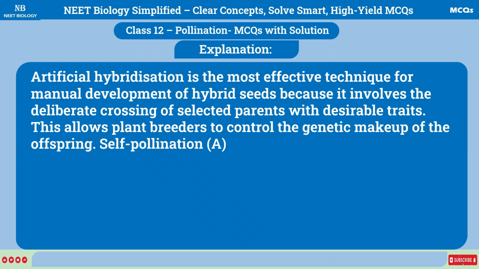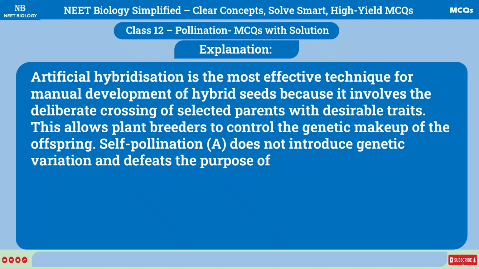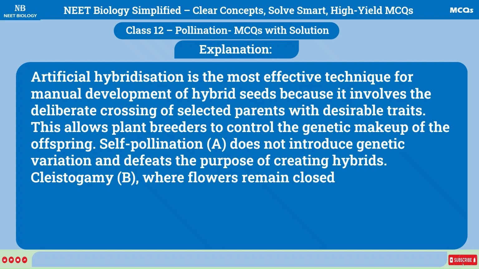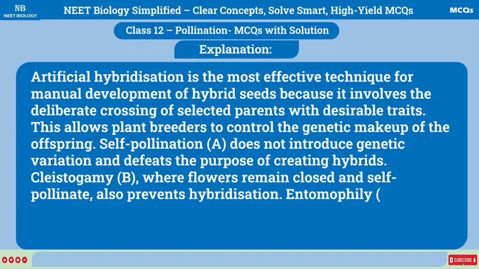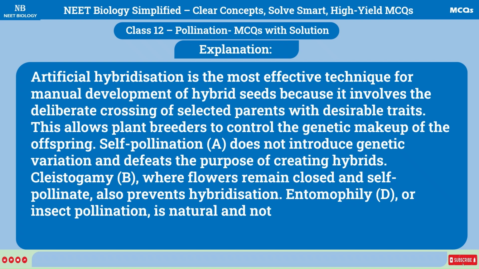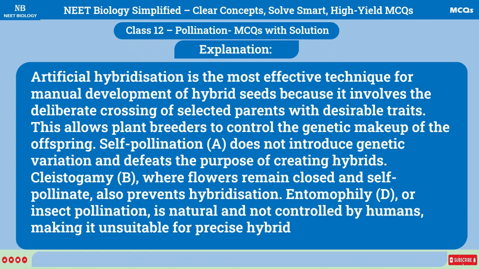Self-pollination, A, does not introduce genetic variation and defeats the purpose of creating hybrids. Cleistogamy, B, where flowers remain closed and self-pollinate, also prevents hybridization. Entomophily, D, or insect pollination, is natural and not controlled by humans, making it unsuitable for precise hybrid seed development.